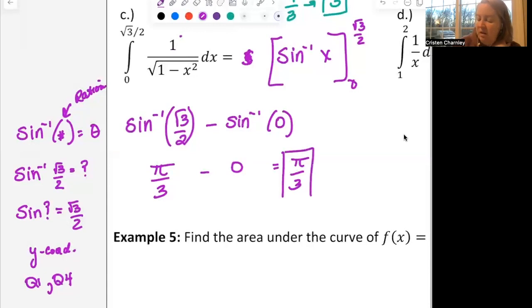Now, if you go to check that in your calculator, obviously we don't get radical or radian answers back, so you will have a crazy decimal. It'll be a little bit bigger than 1. You could just take pi, divide by 3, and make sure you get the same crazy decimal.